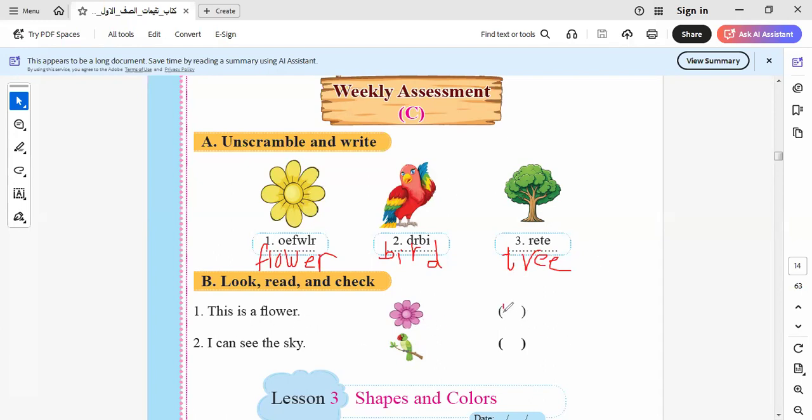This is a flower, right or wrong? It will be here right. Here is I can see a sky. This is the sky, not sky. So it will be what? It will be here bird. So the correct answer here, it will be bird, not sky.